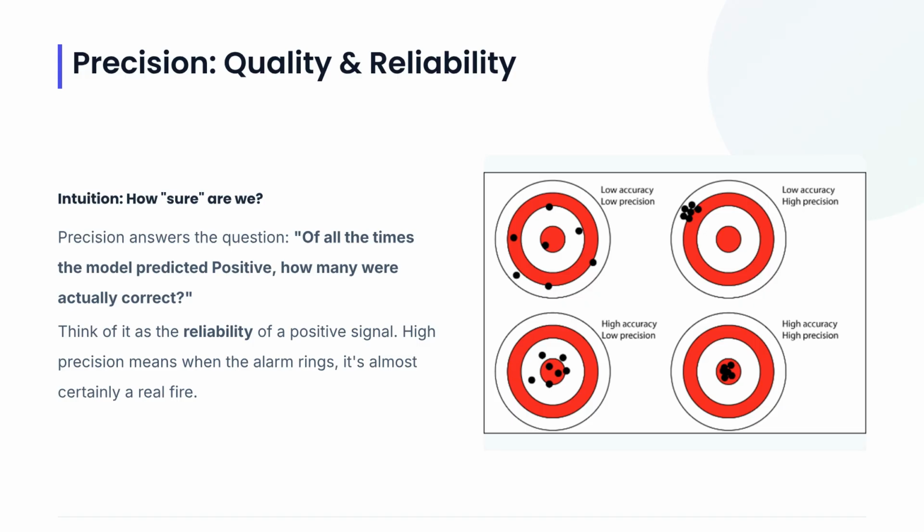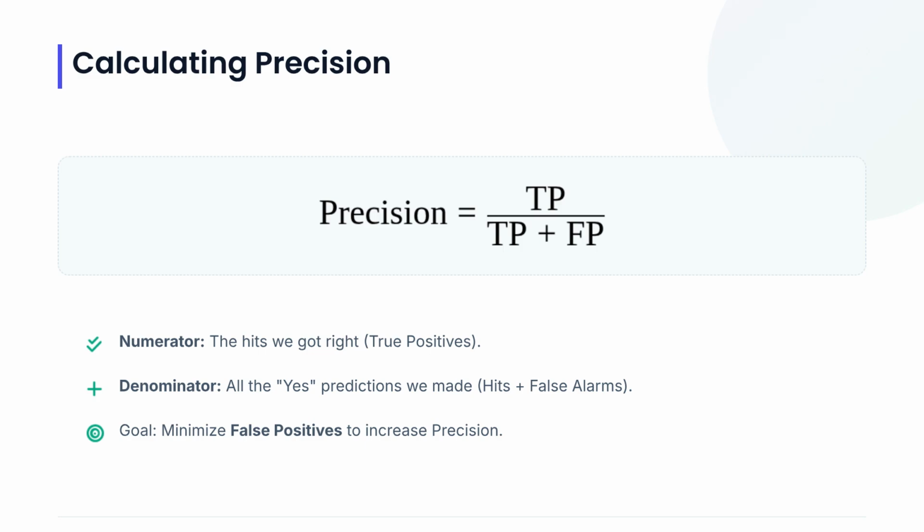Precision measures the quality and reliability of a positive prediction. It asks, of all the times the model predicted positive, how many were actually correct? High precision means you can be sure the alarm is real. Precision is calculated as true positives divided by the sum of true positives and false positives. The goal of optimizing for precision is to minimize false positives.